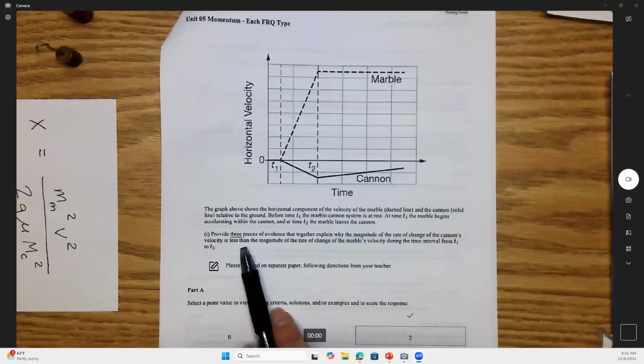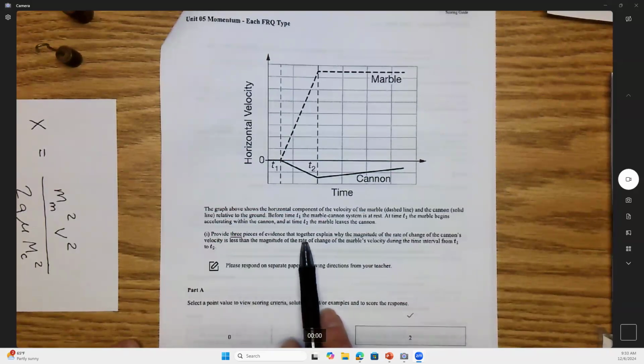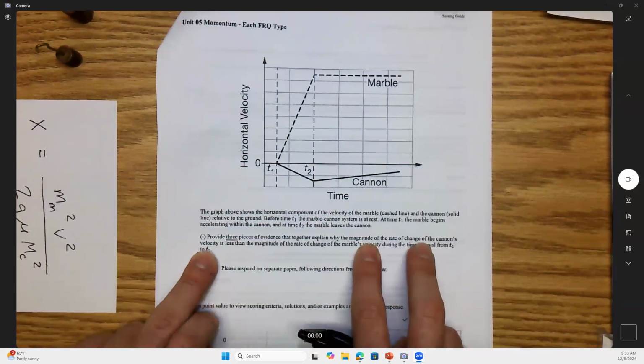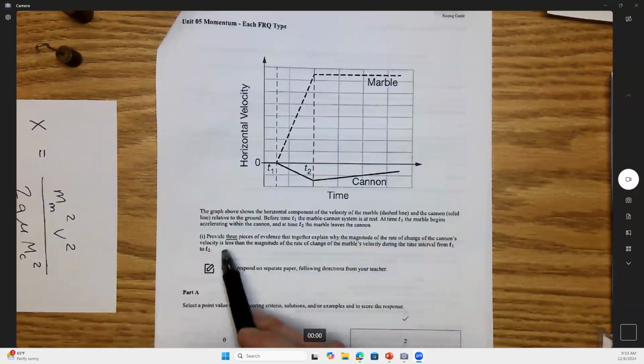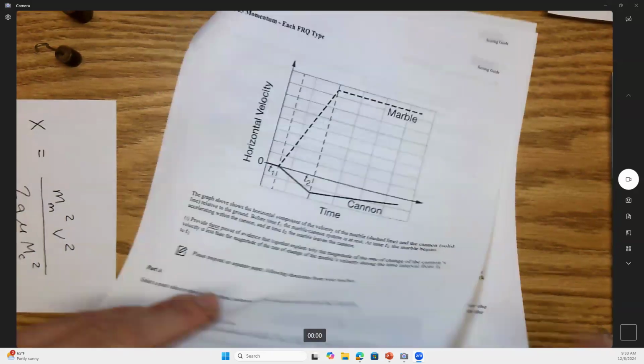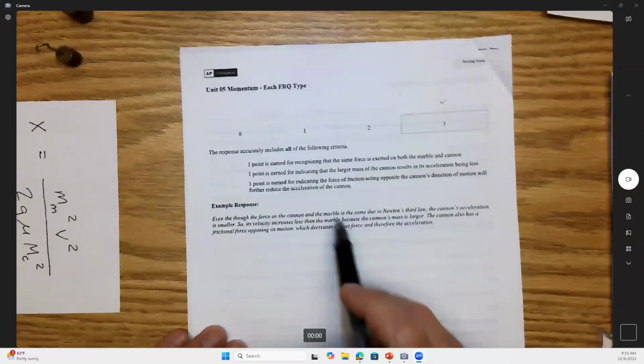Question I. Provide 3 pieces of evidence that together explain why the magnitude of the rate change of the cannon's velocity. Pause right there. That's a really fancy way of saying what? Acceleration. The rate change of velocity is acceleration. That's right. Is less than that of the marble. Okay. So here, since we just got 2 minutes, I'm just gonna show you guys the answer on this one. So this is question I, right? And so here's what they're looking for.